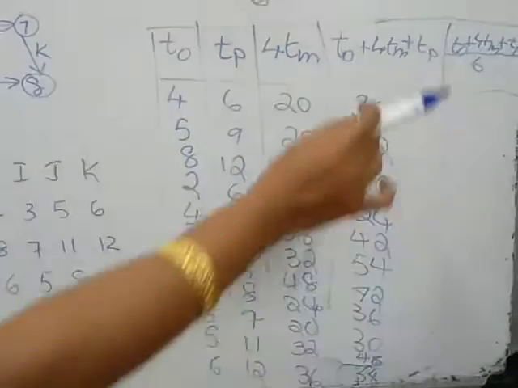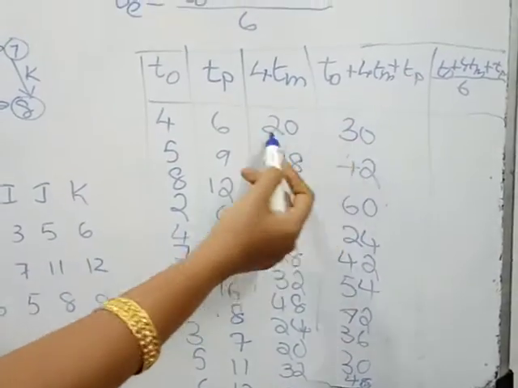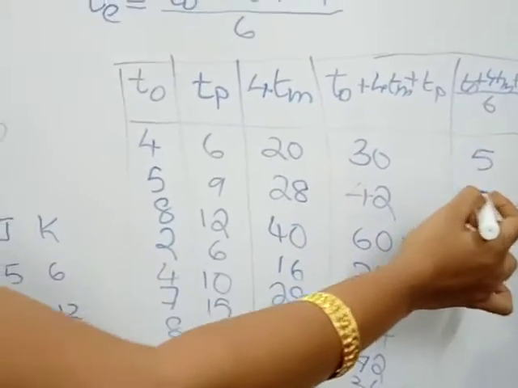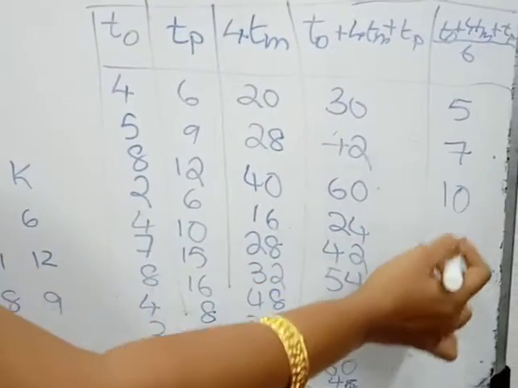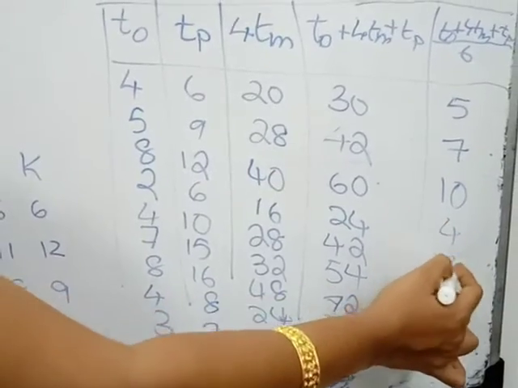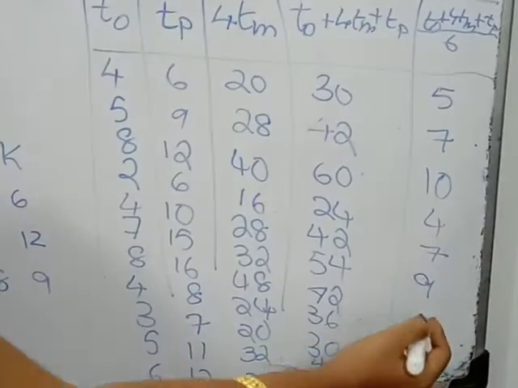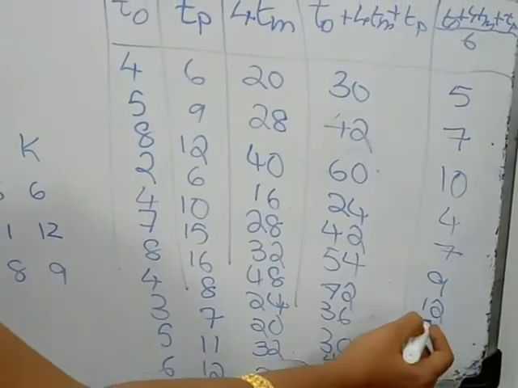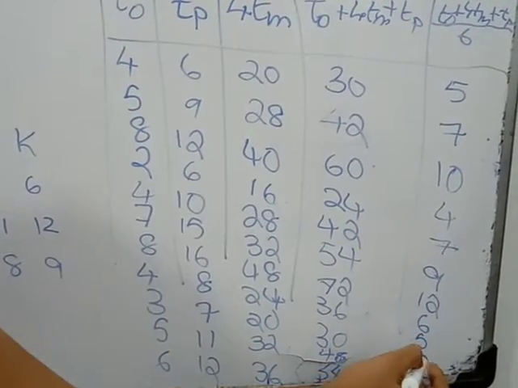Now you can divide the entire thing by what? 6. So 20 plus 10, 30. 30 divided by 6, it is 5. 42 by 6, 7. 10, 4, 7, 9, 72, right? It is 12. 6, 5, 8, and finally it is 9. So these are the estimated times.